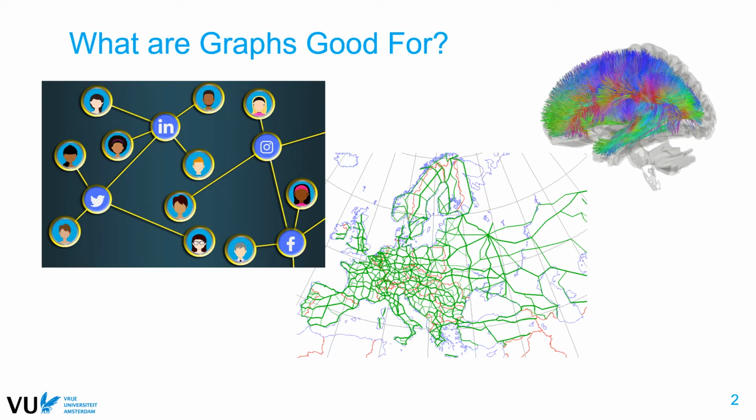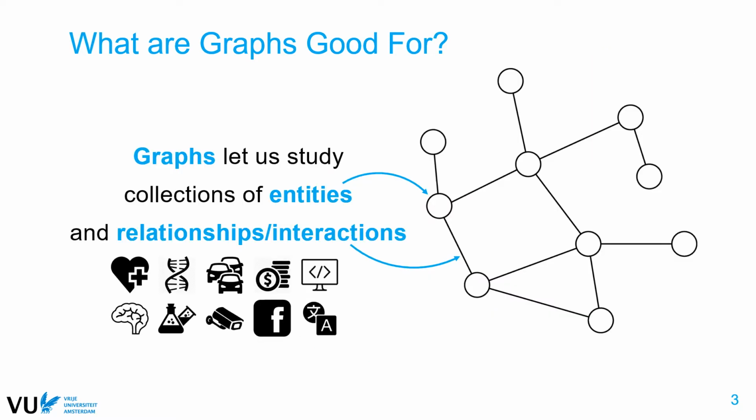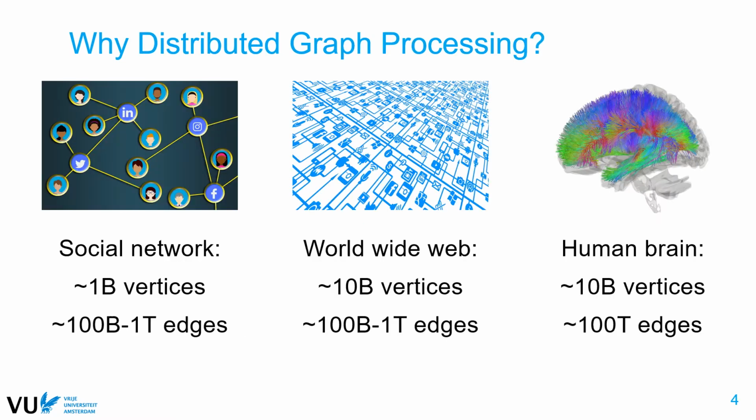Graphs are used to analyze our interactions on social media, to represent physical infrastructure such as road or energy networks, and to model the natural world through brain networks or protein interaction networks in bioinformatics. In short, graphs let us study collections of entities such as people, road junctions or neurons, and their relationships or interactions. In practice, graphs can be very large.